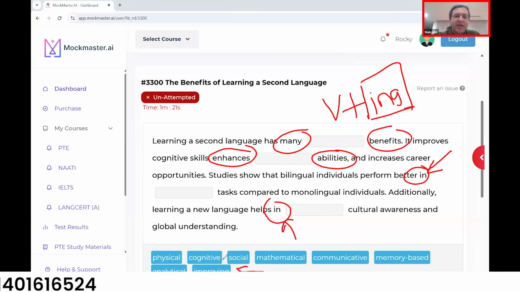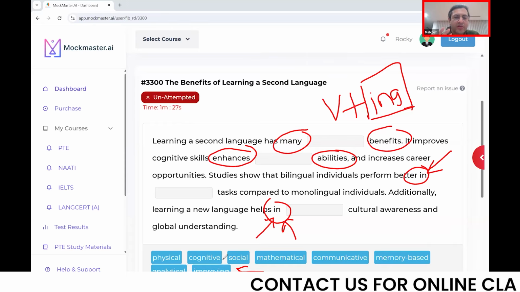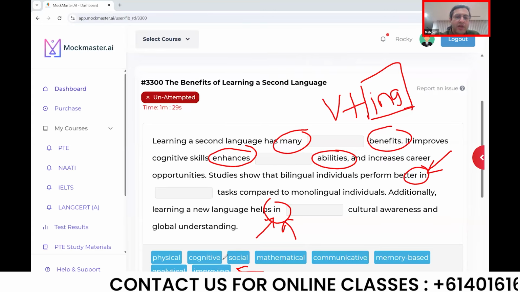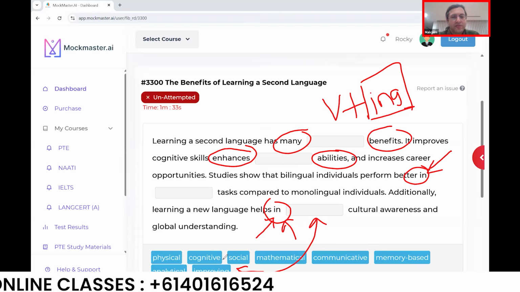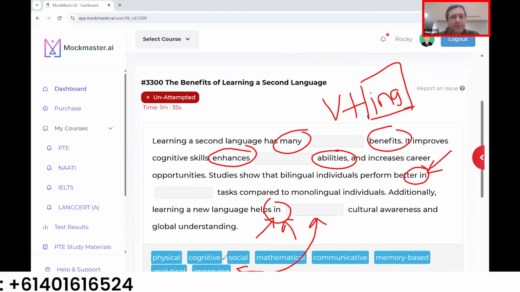Now, if you read this line, learning a new language helps in dash cultural awareness. Which answer will fit over here? Tell me. Helps in improving cultural awareness. It has to fit here. So at least one blank is done.